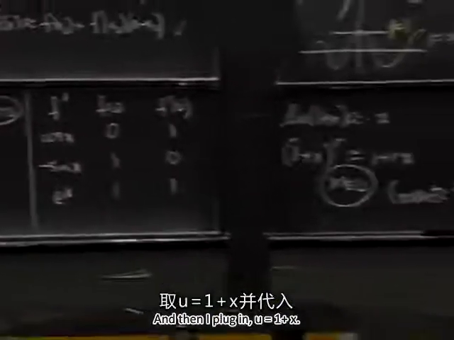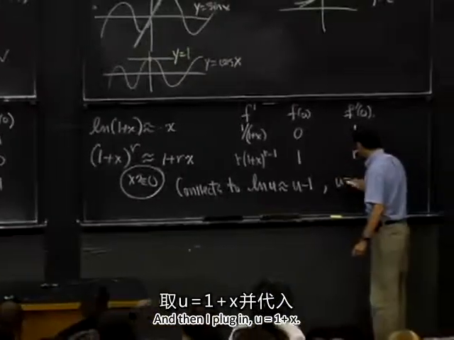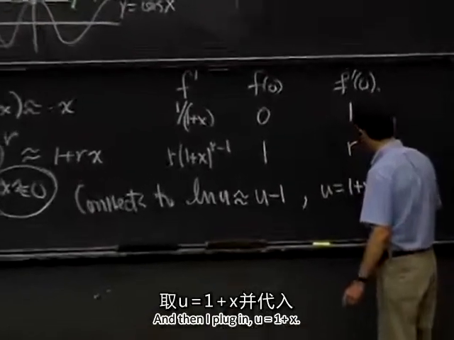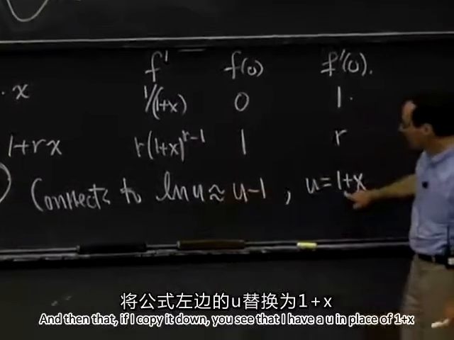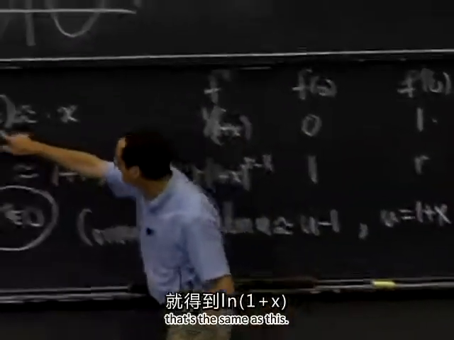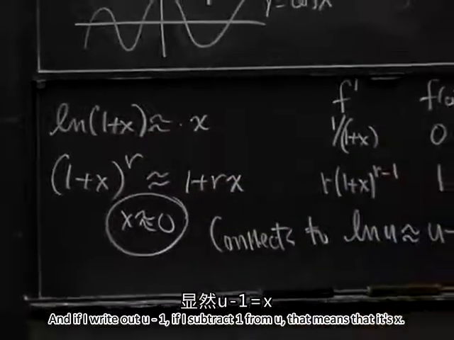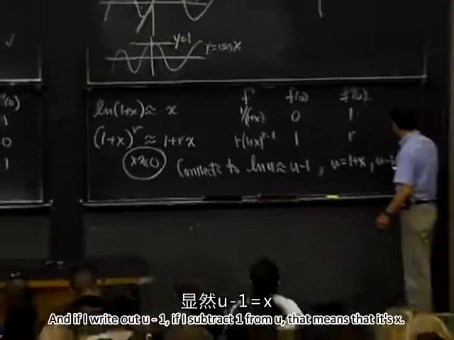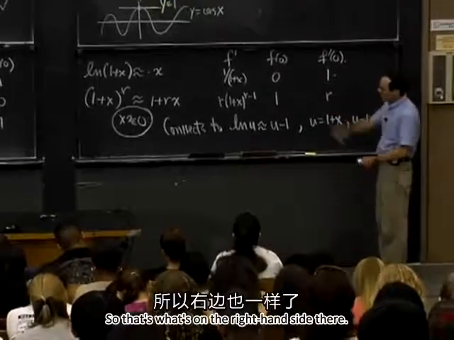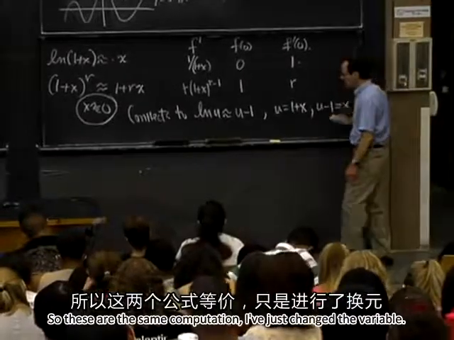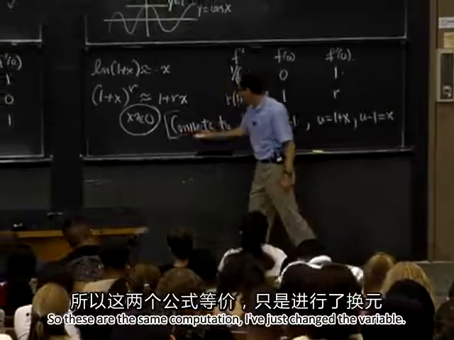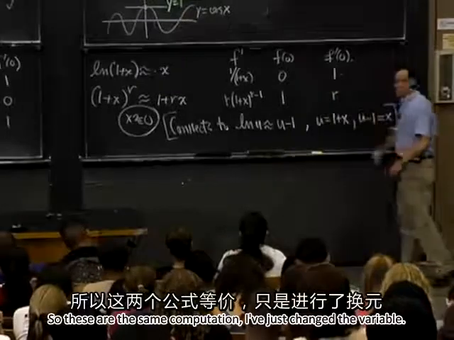And then I plug in u is equal to 1 plus x. And then if I copy it down, you see that I have a u in place of 1 plus x. That's the same as this. And if I subtract 1 from u, that means that it's x. So that's what's on the right-hand side there. So these are the same computation. I've just changed the variable.